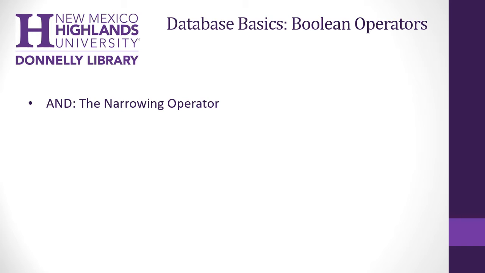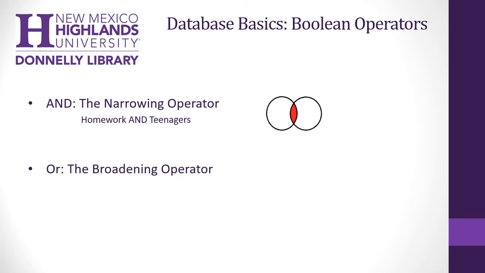As an example, let's say we wanted to do research on how homework affects teenagers and their well-being. We could create the search question homework AND teenagers, and the database will return to us only articles that reference both of those terms. Notice that articles that reference only homework or only teenagers will be left out of our results list. Then we have OR, the broadening operator.